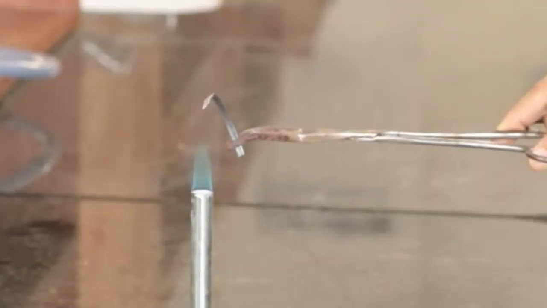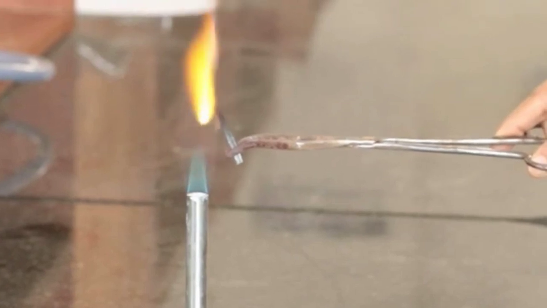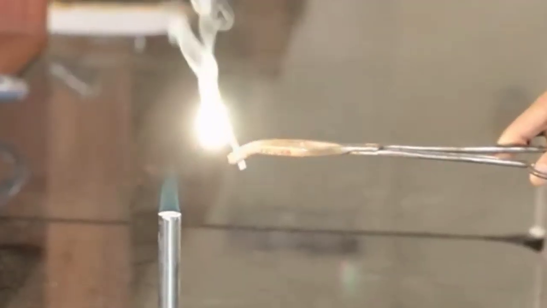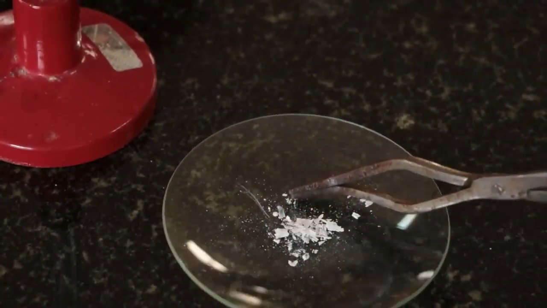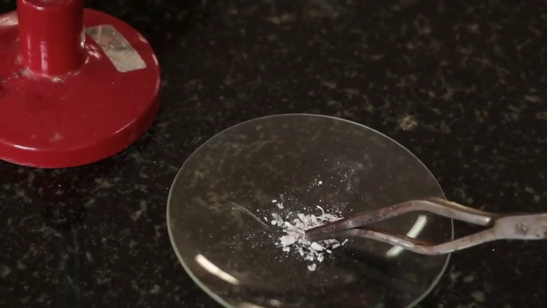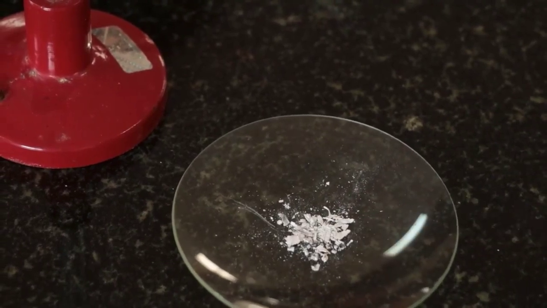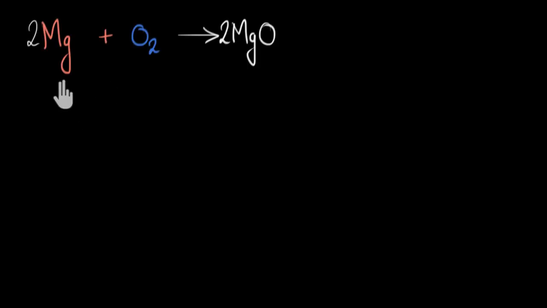So we have seen earlier that if we take a shiny piece of magnesium ribbon and we burn it, then we are left with a white powdery substance. Now see, what's happening here is the magnesium atoms, when they are burnt, they combine with the oxygen molecules present in the air and they form magnesium oxide, which is white in color. Mg plus O2 gives MgO.